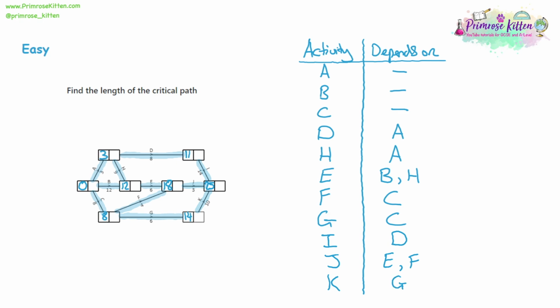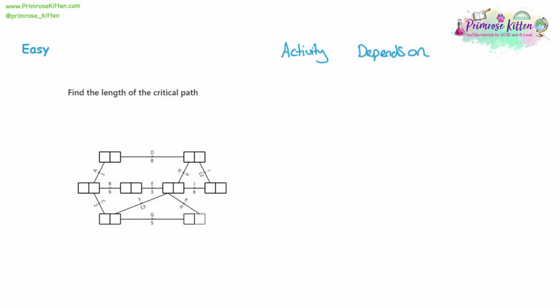So what is the length of the critical path? Look at the number at the end. It's 25. So if it was days, it'd be 25 days. If it was hours, it would be 25 hours. So let's have a look at one more activity list.